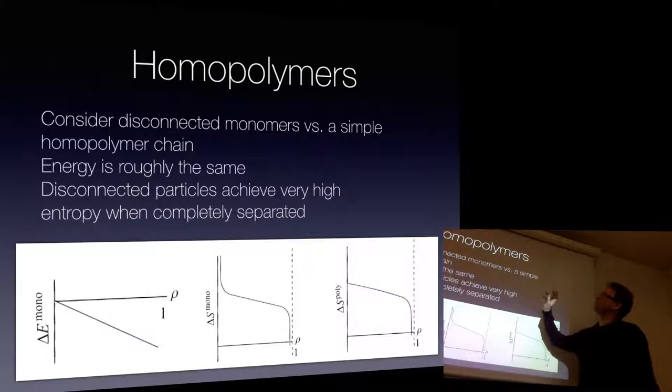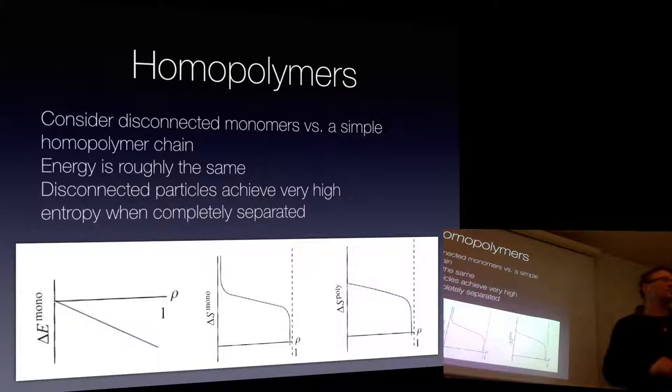The second you're a polymer, there's a limit to this. The entropy cannot get infinitely high. So here we plot density. Density zero here would correspond to that. That's the lowest density we could get. Why is there a limit to the entropy in a polymer? They're stuck together, right? They can't leave each other. So why is that a good thing?